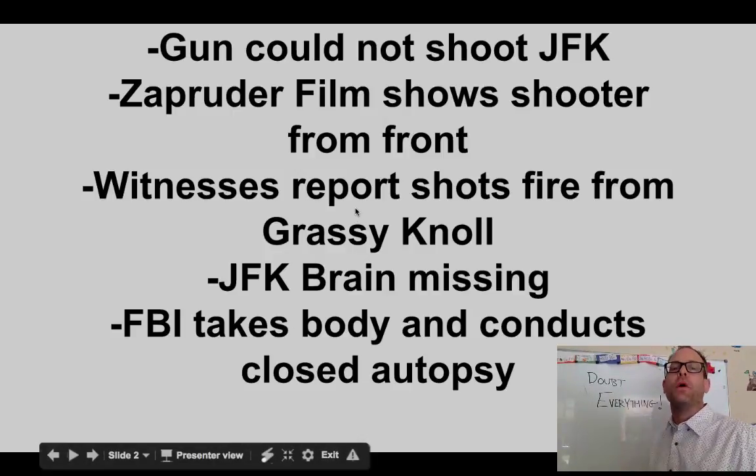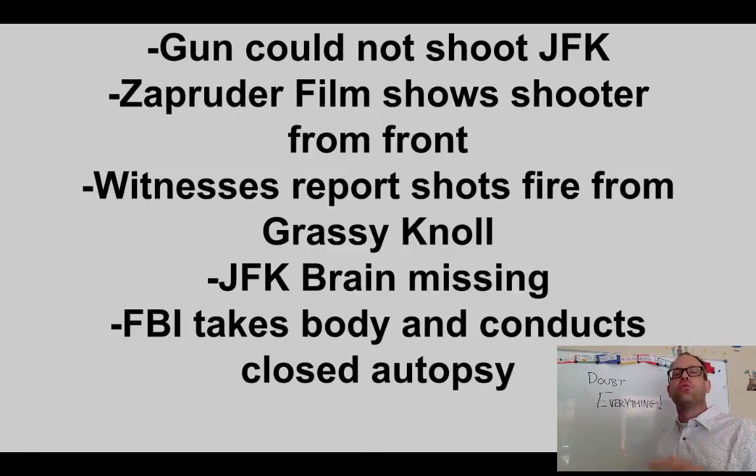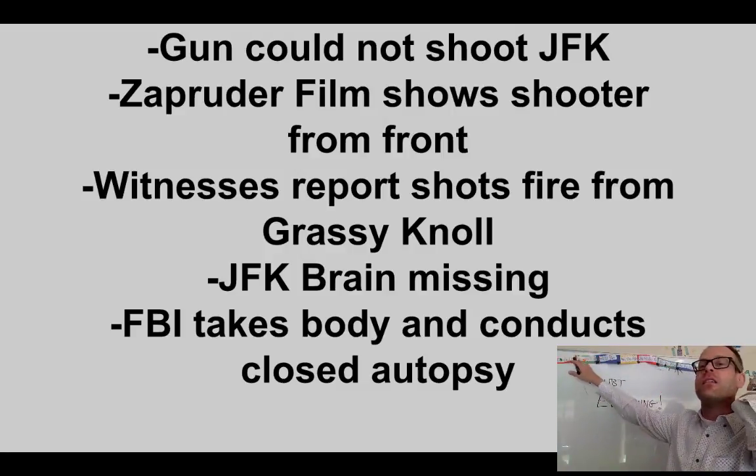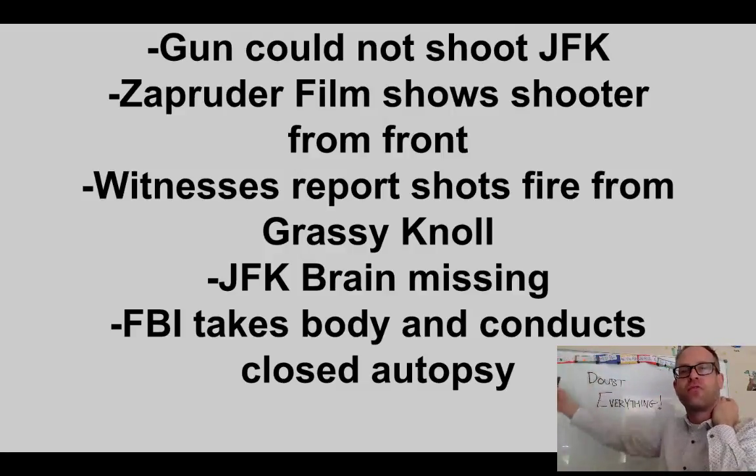Another point, witnesses who were actually present at the event don't report gunshots coming from the building. Instead, they report gunshots coming from the grassy knoll, which would be in front of and to the side of President Kennedy. That strongly indicates that gunshots came from there. When you couple that with the fact that the Zapruder film clearly shows JFK's head moving back, and you combine that with the fact that the gun couldn't have shot JFK from behind, you're beginning to build a pretty strong case that the shot needed to come from somewhere else, right?